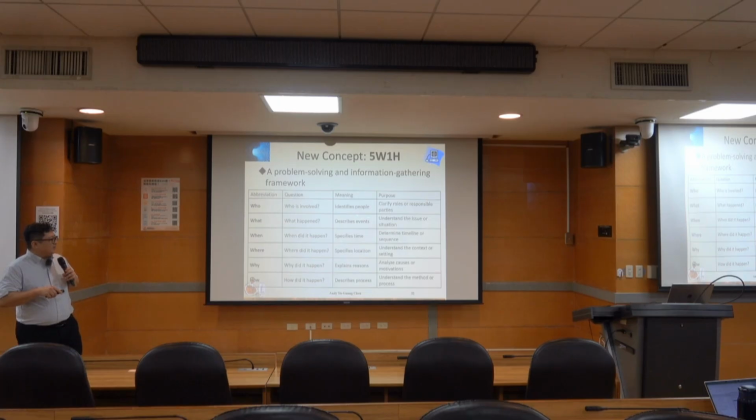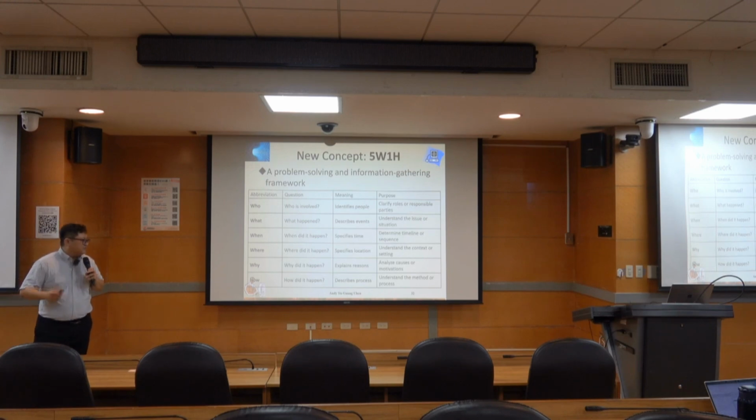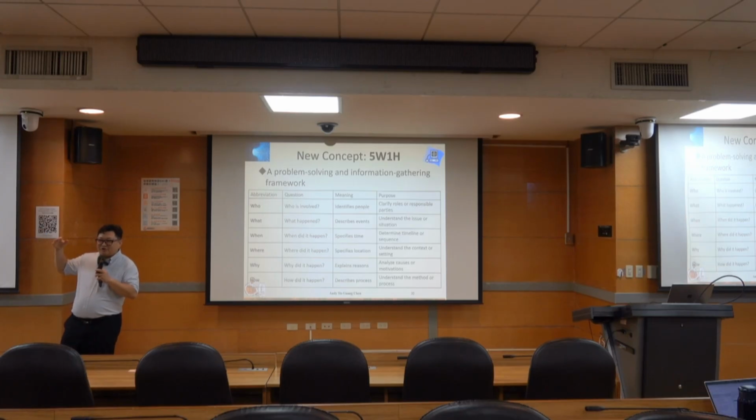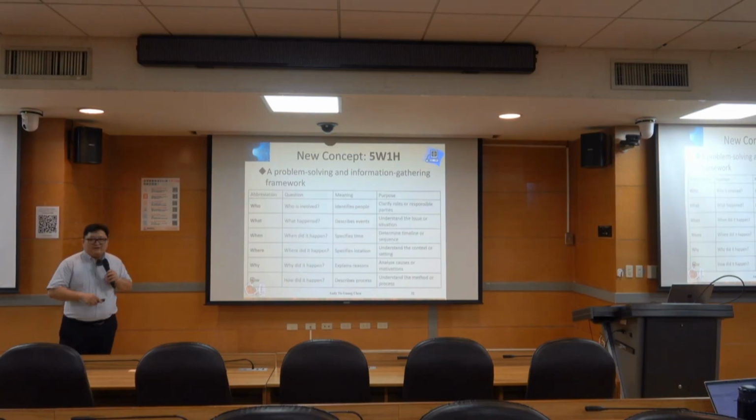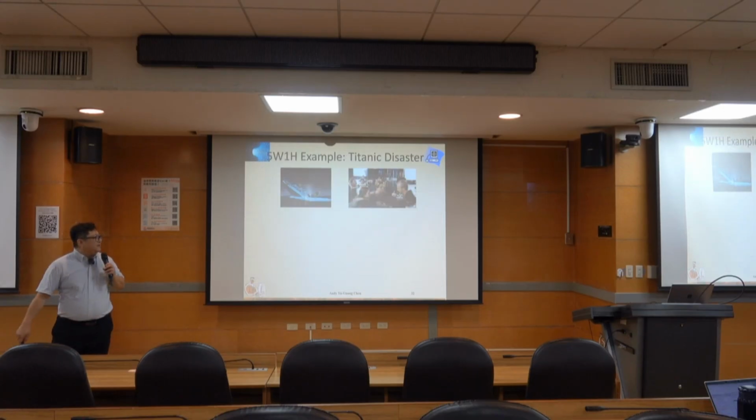So actually, you can have different purposes. Who is to clarify the roles of responsible parties, what is to understand the issue or situation, when is to determine the timeline or sequence, and what their connections are, where is to understand the context or settings of the delivery context, why is to analyze causes or motivations, and how is to understand the methods or process, or how to do that. So now I have given you 2 different structures you can use to design your course. One is what I did, the ODIR, and the second one is 5W1H. And when you build your course, you can mix them together.